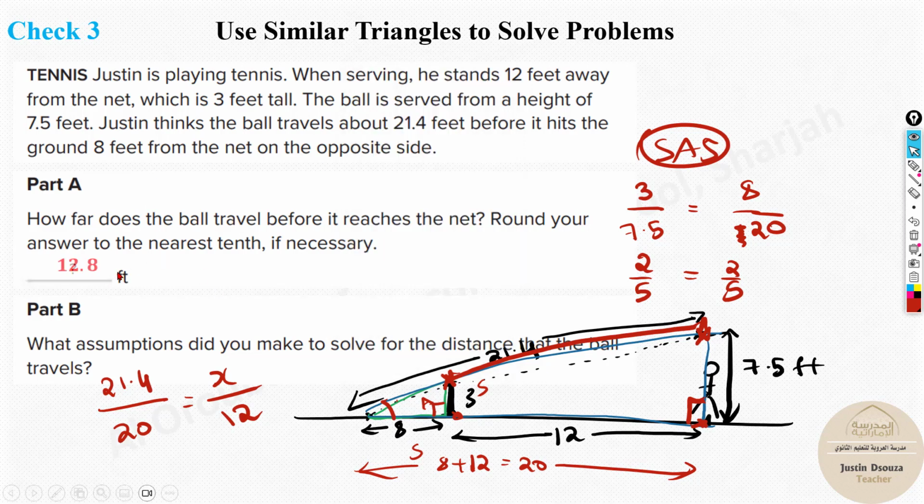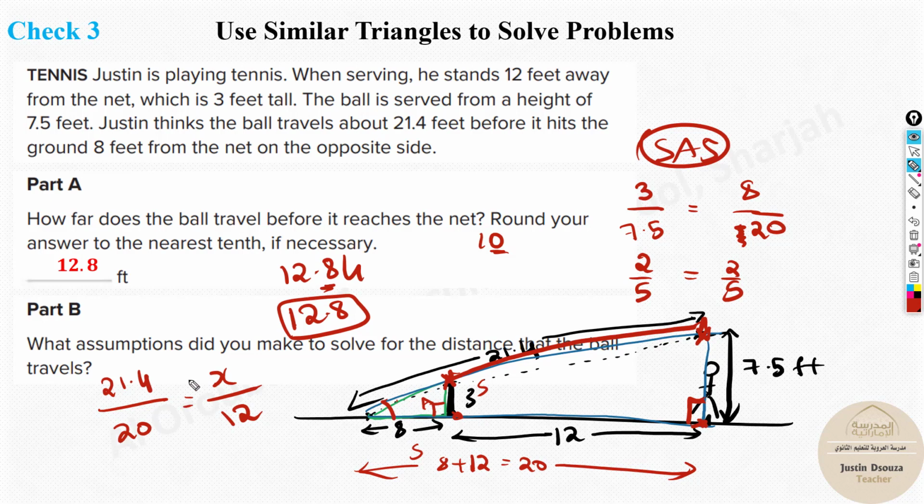The answer must be 12.8. Yeah, correct, it's 12.8. They have rounded off to the nearest 10th. Okay, they have mentioned it. So 12.84 is the real answer. Now, when you round off to the nearest 10th, how many places after the decimal? Only 1 digit after the decimal. The next digit is less than 5, so it will be 12.8. That's the answer. So this is how we can find this distance.